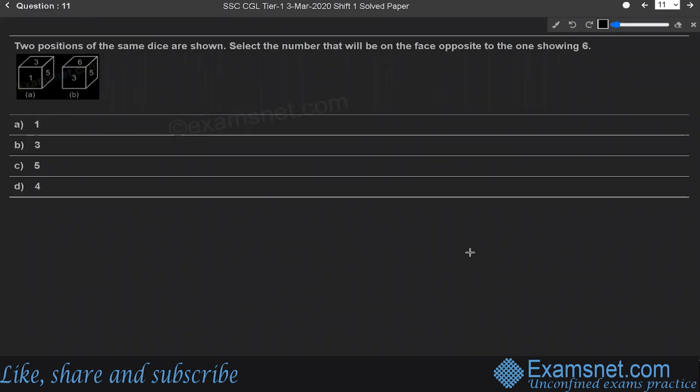Next question is two positions of the same dice are shown. Select the number that will be on the face opposite to the one showing 6. Here two figures are given, which is A and B, and you can see that two different positions of the same dice are shown in the two figures. So what do you think must be the logic or concept behind this question? There is a very simple concept that we will use.